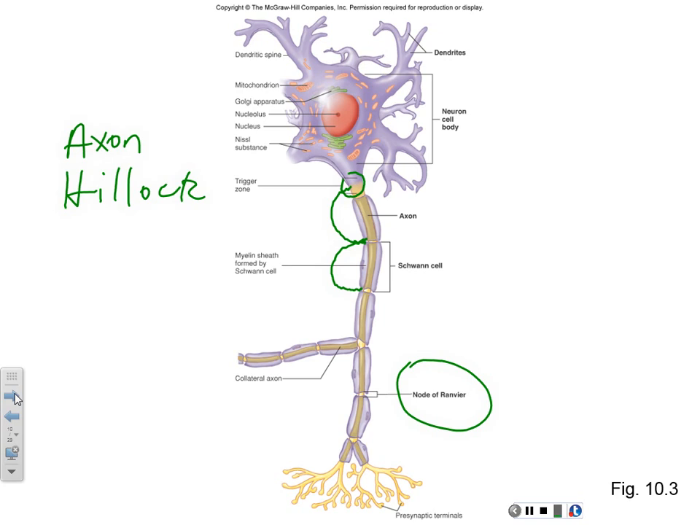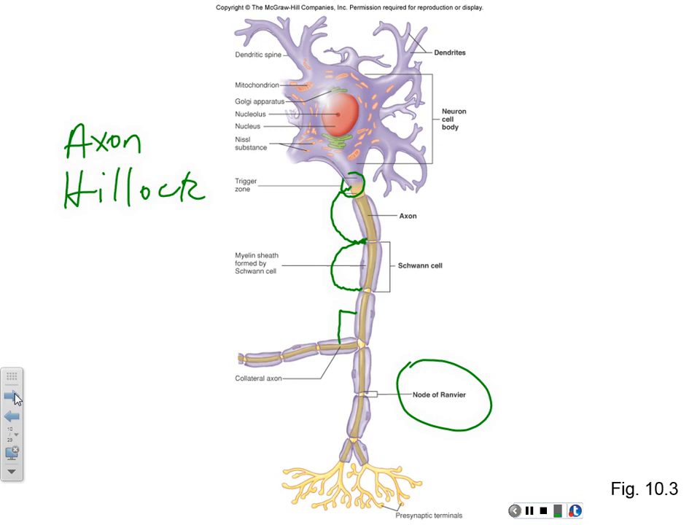Unmyelinated and myelinated, okay? That's 150 times faster. Okay, you see, this is one of the few times you get a collateral branch at right angles to the axon. So that's a collateral axon. A few times that happens, but for the most part, it's just the one axon. And when would you have a collateral? Maybe when it needs to send the impulse to some other part.